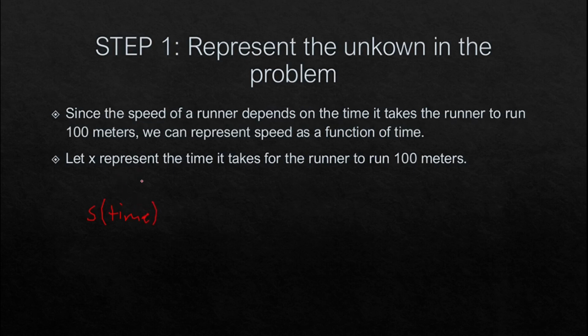Let x represent the time it takes for the runner to run 100 meters. So since we represent the time as x, it will be s of x. Another thing we know is that the distance is 100 meters. And then it is also a function of time.